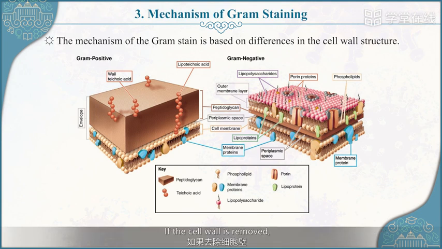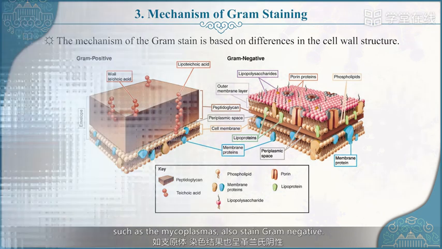If the cell wall is removed, typical gram-positive bacteria stain gram-negative. Furthermore, bacteria that never make cell walls, such as mycoplasmas, also stain gram-negative.